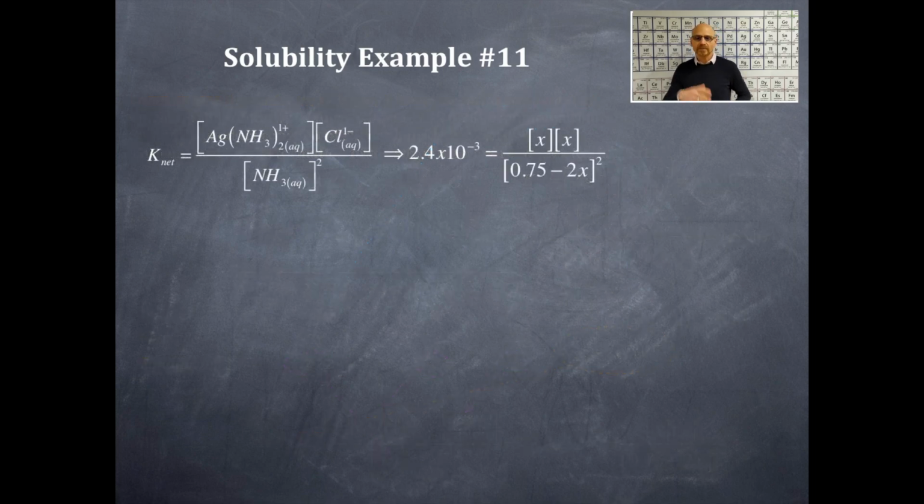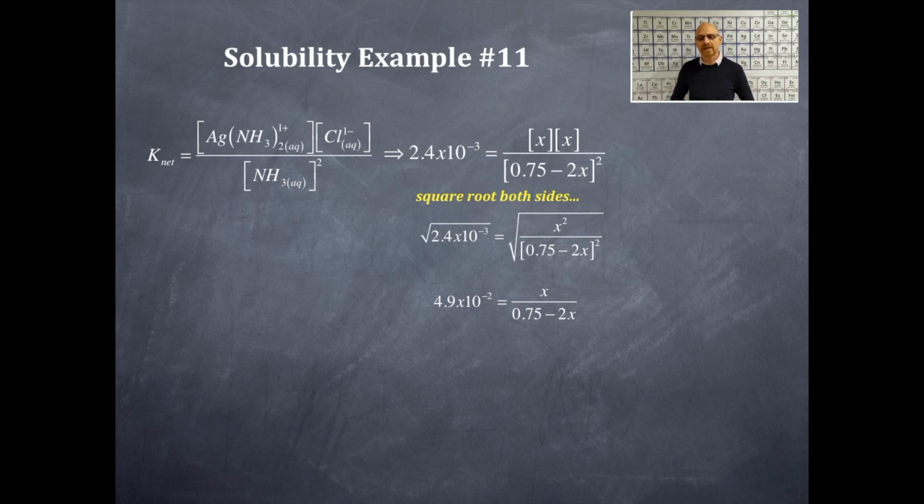All right, same thing that I had before on the previous slide. We're going to take the square root of both sides. So I'm going to take the square root of the left-hand side, square root of the right-hand side. That's what I've got right there. All we're doing here is solving for x. Taking the square root, I got 4.9 times 10 to the negative 2 on the left. On the right, I got x in the numerator and 0.75 minus 2x in the denominator.